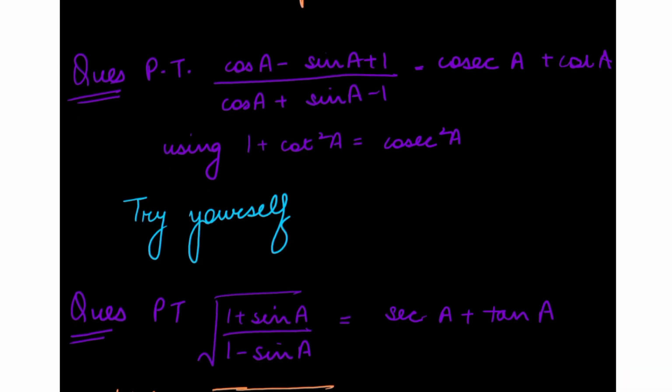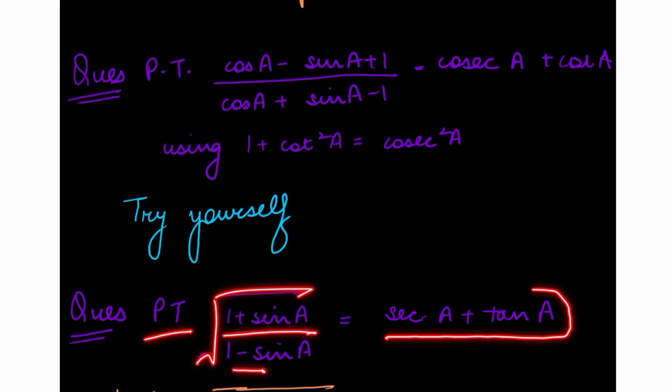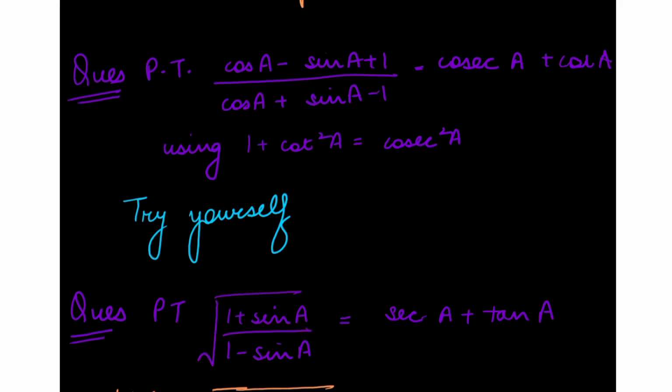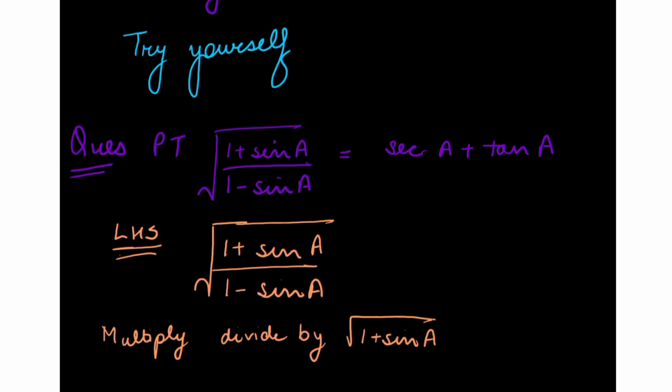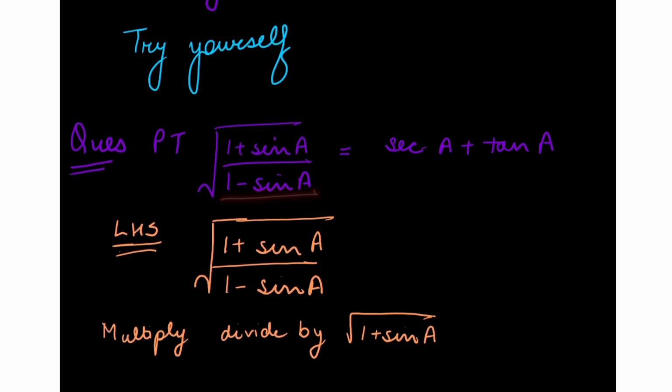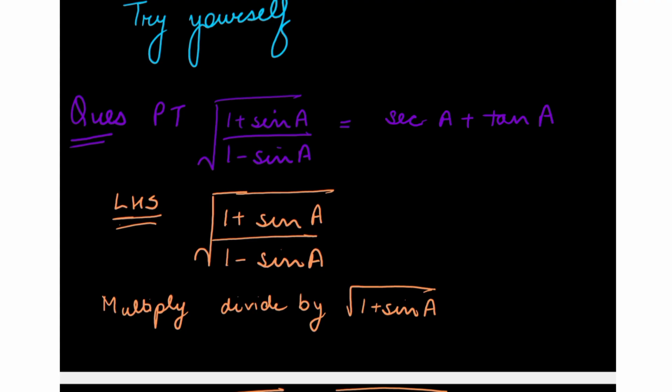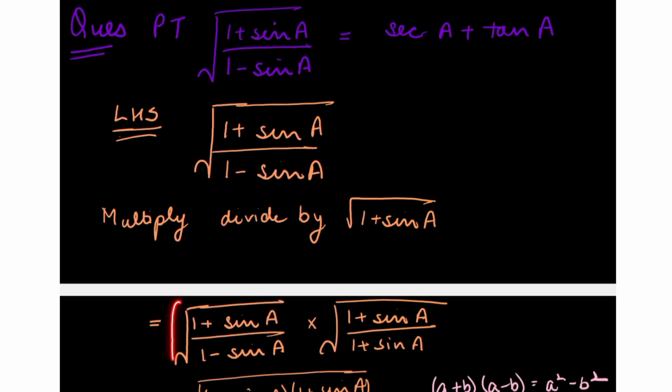Next is: prove that root of (1 plus sin a divided by 1 minus sin a) equals secant a plus tan a. In this question, the first way is to remove the root. How can we remove the root? We can directly rationalize it. How can we rationalize it? Just look at the denominator, and we can multiply and divide it by 1 plus sin a. So what will we be getting? This is the expression that we'll be getting: multiplying the initial root by (1 plus sin a) by (1 plus sin a).